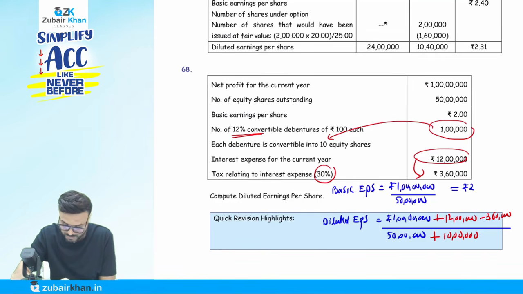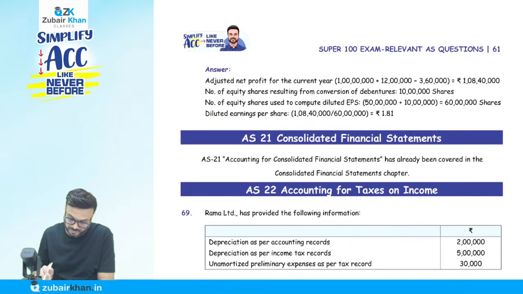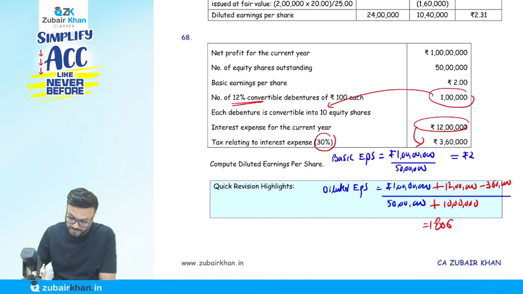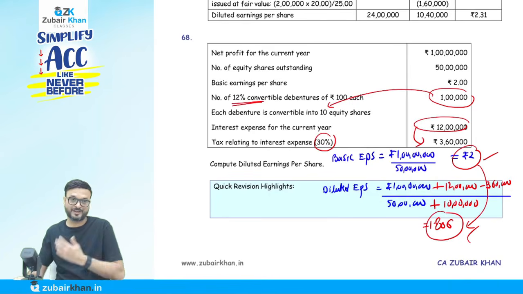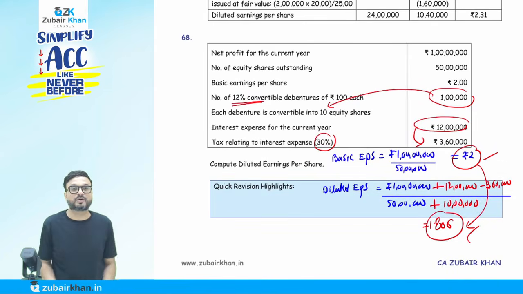So 1 crore is the profit. We don't have to pay the interest, so plus 12 lakhs minus 3 lakhs 60,000, divided by this coming 60 lakhs. That is coming how much? 1.806. Is it correct or not? 1.81. Correct. So here it is decreasing from 2 to 1.806. It's diluted. We have to mention 2 and 1.806. How simple it is. Okay, 7 marks.